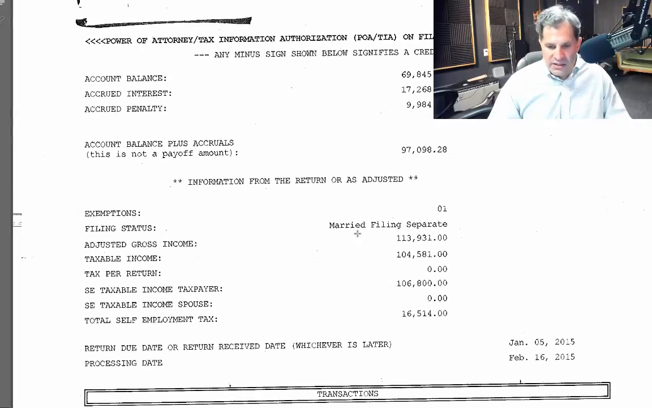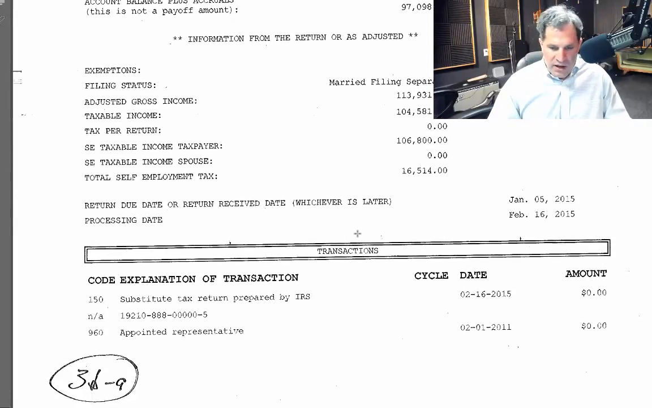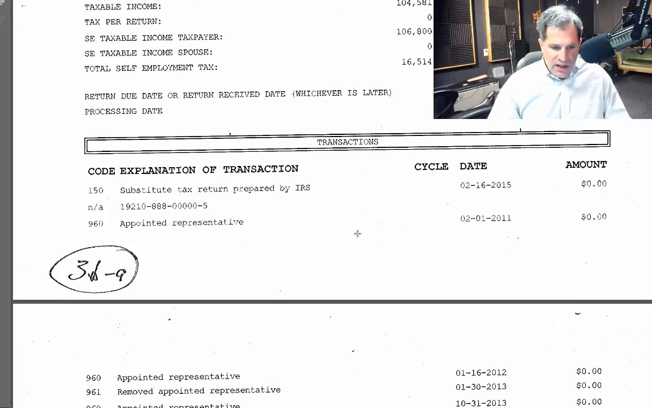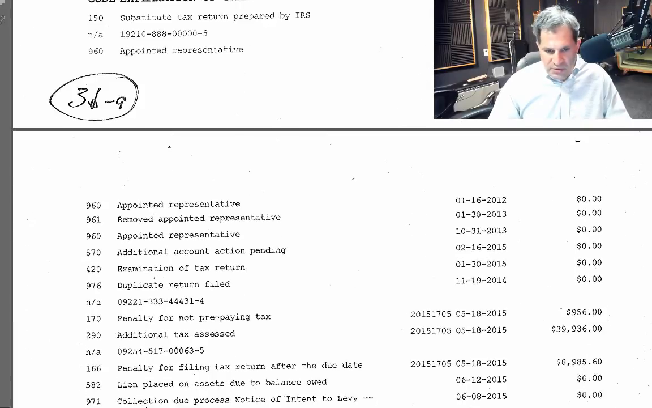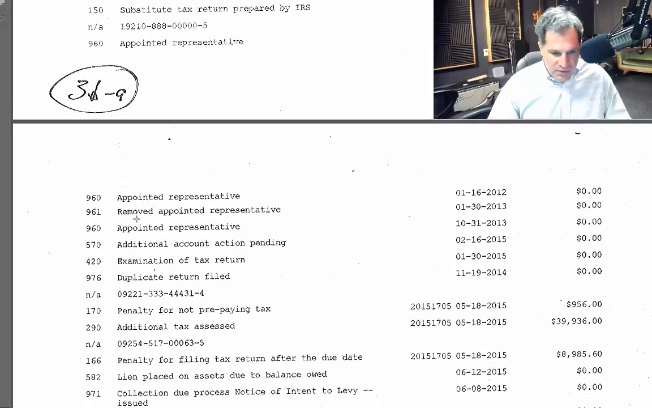Now, my client is going to get out of this hole. He's in currently non-collectible, and we just want to look at a few things. The substitute file return. Here's the date, 2/16/15. Let me look at the assessment where we're looking at that.